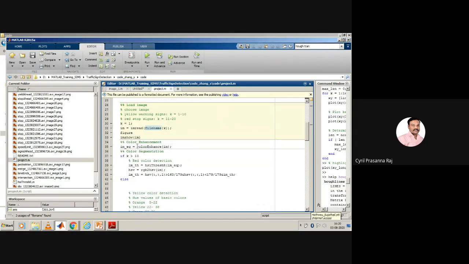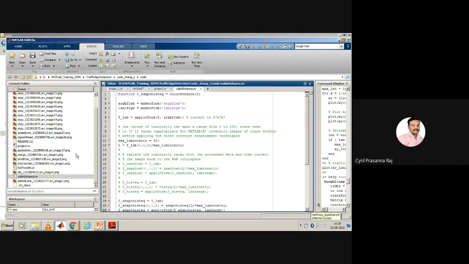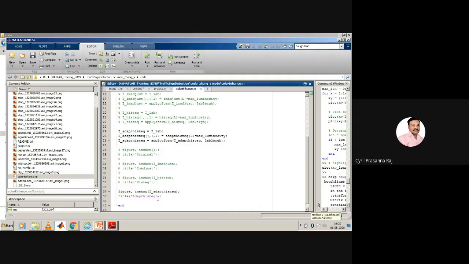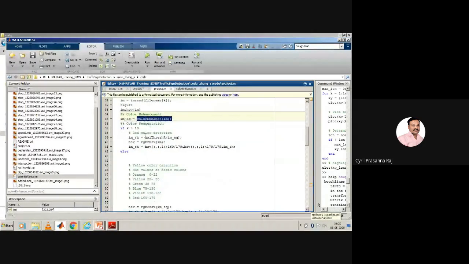Then you do a process called color enhance. Okay, so in color enhance, again, this is a function. You are passing that image and you are doing this color enhance. So I want you to go through this program and understand what is meant by color enhance. There is a concept called adaptive histogram equalization, which we will discuss tomorrow. What is meant by adaptive histogram equalization? Okay, yes. So once you enhance the color, then you do segmentation of the color.